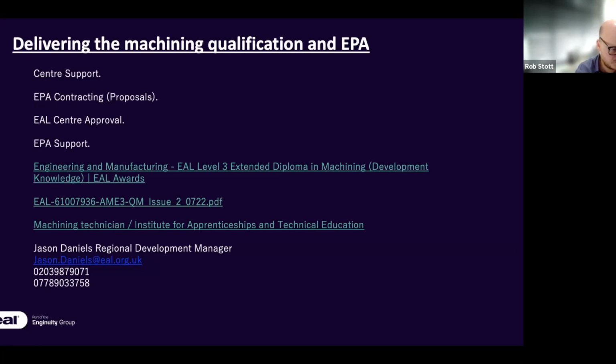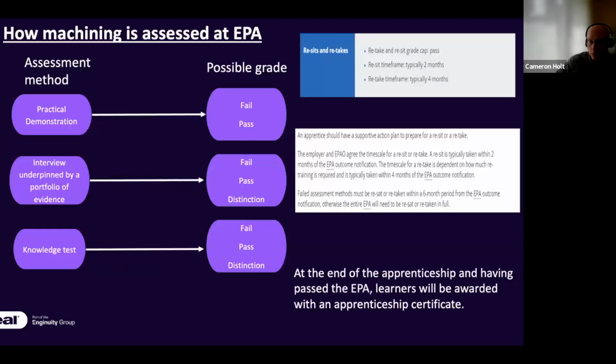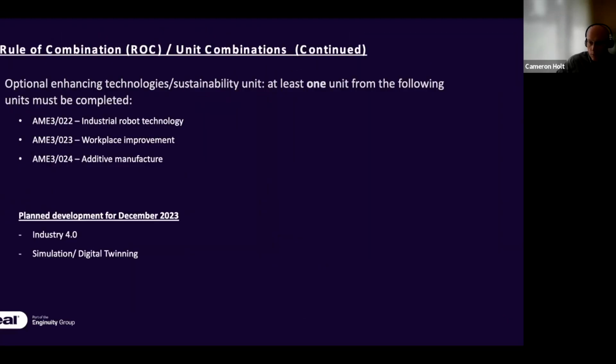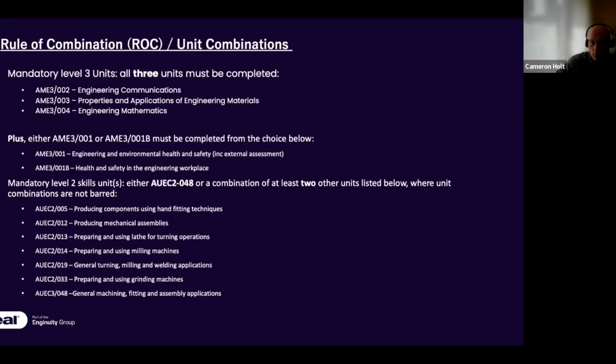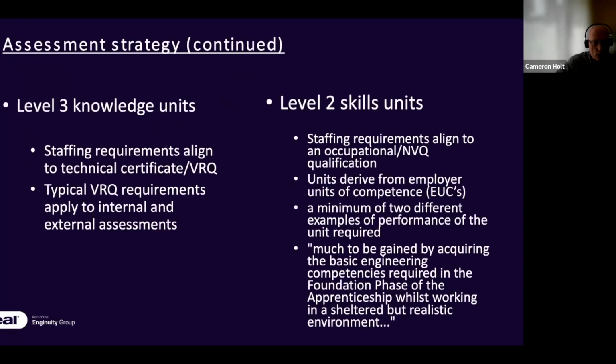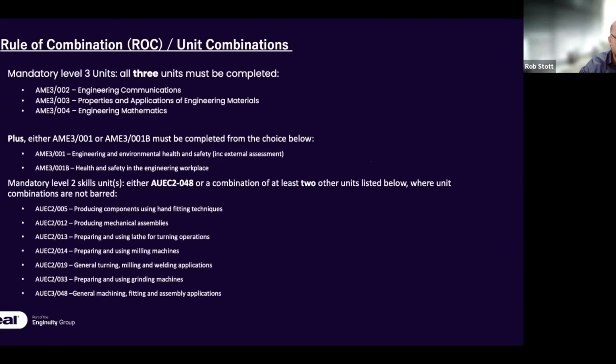Cameron, maybe a question for you. Are there any bad combinations of the level 2 skill units? I think you did cover this, did you not? Yeah. Is it possible to scroll back in the presentation, Rob, just to the list of level 2 skills units, because it's really worth pointing this out. In the qualification manual, there's some further detail.